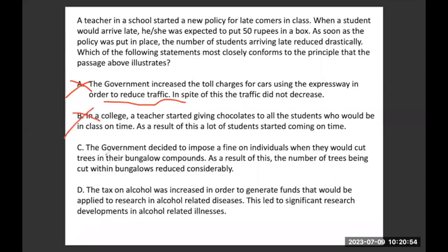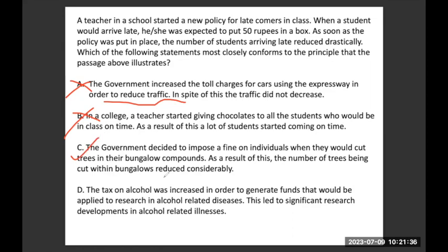The C part. The government decided to impose a fine on individuals when they would cut trees in their bungalow compounds. As a result of this, the number of trees being cut within the bungalows reduced considerably, which is a very similar situation to what is happening here, where there was a fine imposed for a bad act or an unruly act, and because of the fine, there was some course correction, some change in the behavior. So C is correct.